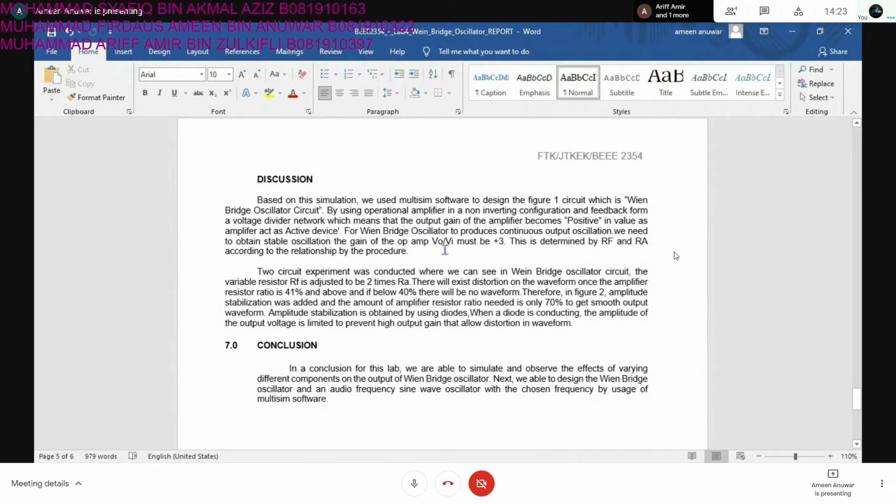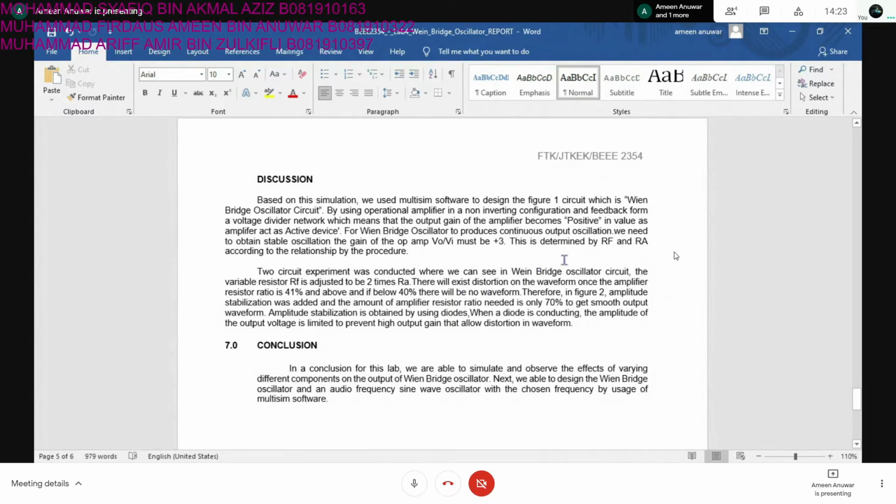The second part of the discussion is about the two circuit experiments that were conducted. In the Wien-Bridge oscillator circuit, the variable resistor is adjusted to be 2 times RA. There will be distortion on the waveform once the amplifier resistor ratio is 41% and above. And if the ratio is below 40%, there will be a drop in the waveform and suddenly no waveform.